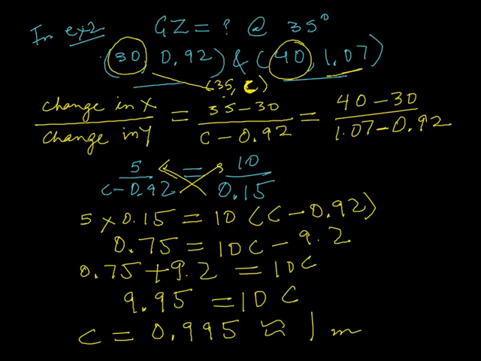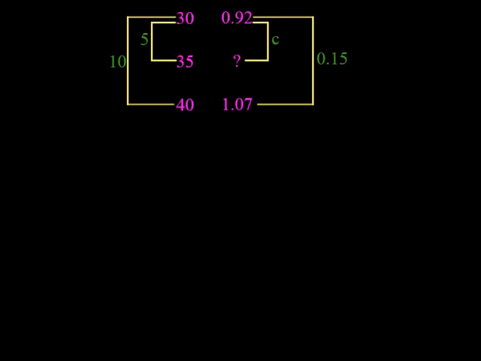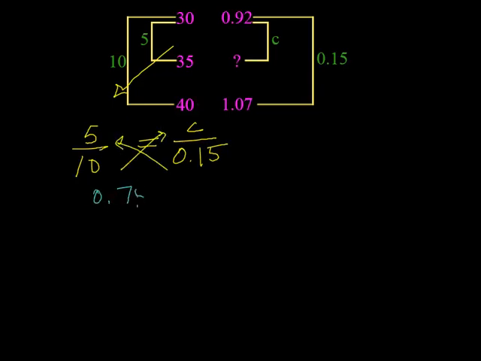Now, to simplify this whole process, we just set it up in a different way. Look at this picture. The differences are written now, and it's very clear what we are looking for. When you're writing proportionality, you're always going in one direction, from the inner box to the outer one. So 5 is to 10 as C is to 0.15. Then just do the cross multiplication and find C.